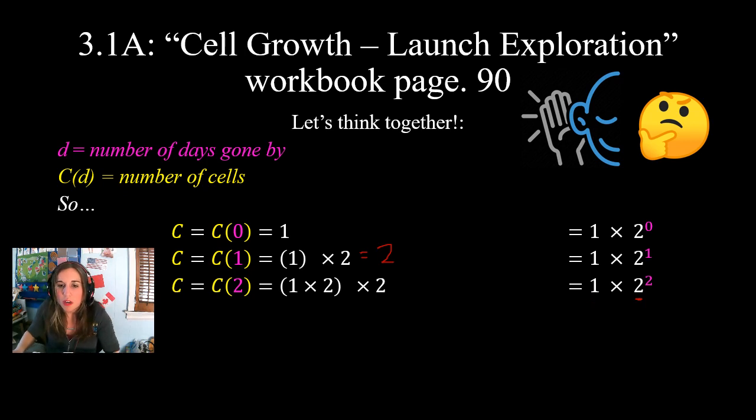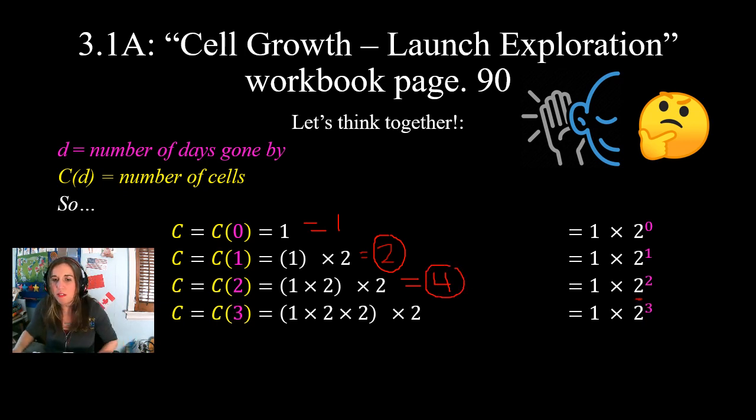So we know on day 0, 0 days having gone by, we had 1 cell. After 1 day has gone by, we have 2 cells. After 2 days have gone by, we now have 4 cells. Let's look at 3 days having gone by. So I want to know the number of cells after 3 days. My D equals 3 here.